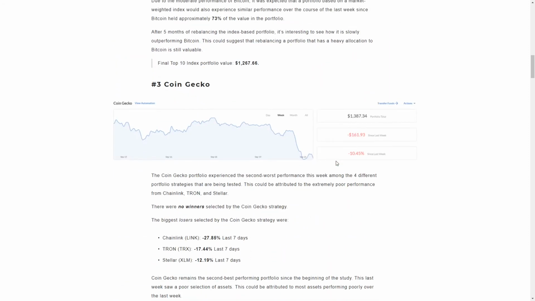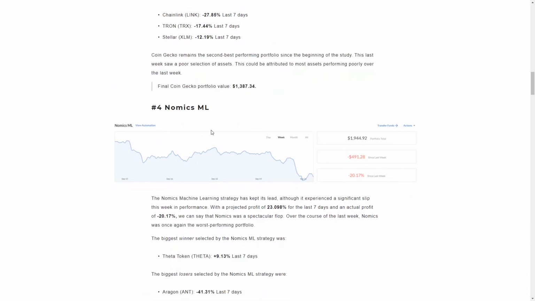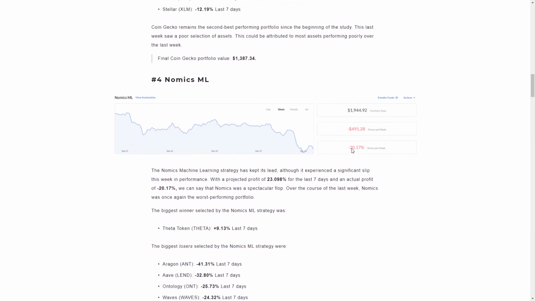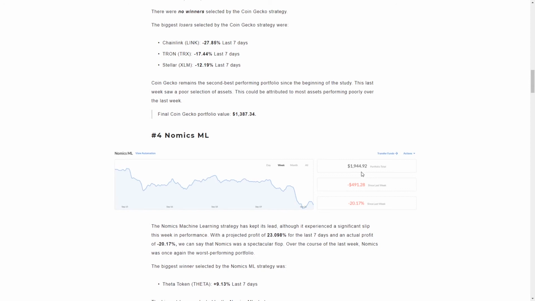A portfolio consisting of the assets highly rated by CoinGecko only performed negative 10.45%. That's a pretty big drop. And then finally, the Nomics machine learning portfolio, a whopping negative 20.17%. Even with this shockingly high percentage of a portfolio drop, what we see right now is the Nomics portfolio still has the highest overall performance over all of these different portfolio strategies.